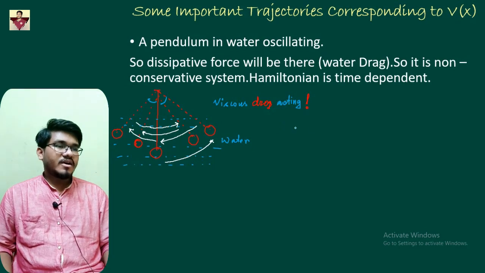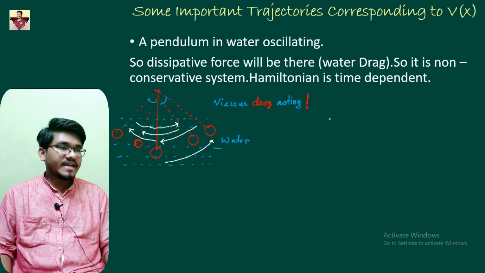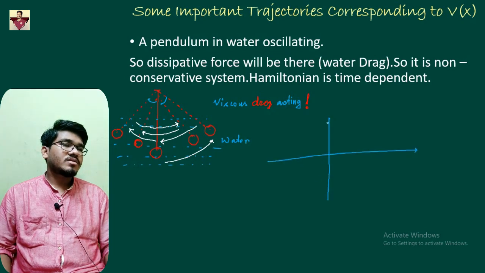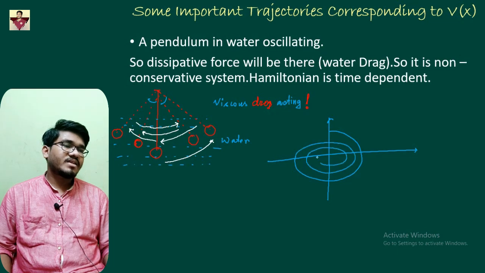So if you want to plot phase space trajectories for this kind of system, it will be looking like this. So let's say the particle starts from here, so it will follow a spiral path. So gradually its momentum will become 0. We never know when it is going to touch x.